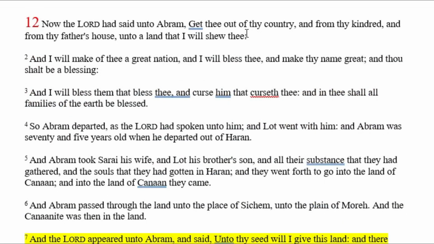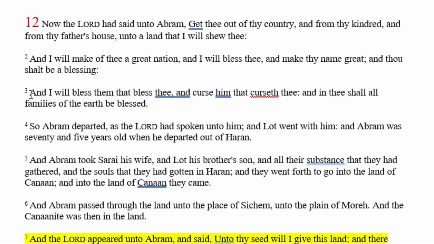Now the Lord God had said, get out of your country and from your kindred. So that's leaving your mother and father, and from your father's house into the land that I will show you. That's like, okay, you're going to Eden, or you're going to Canaan instead. I'm going to make of you a great nation and a great name and a great blessing. And I will bless them that bless you and curse them that curse you.